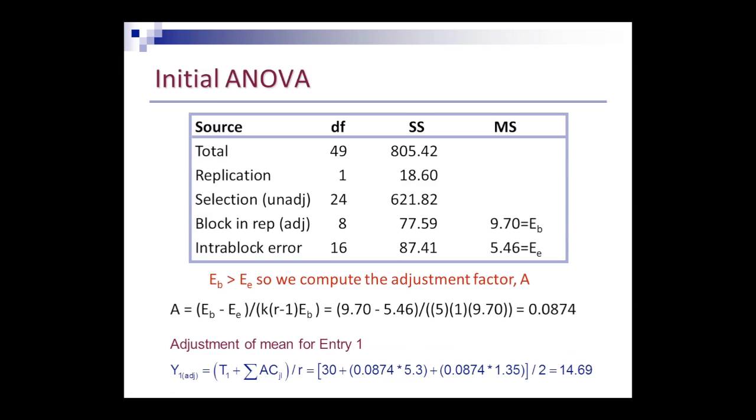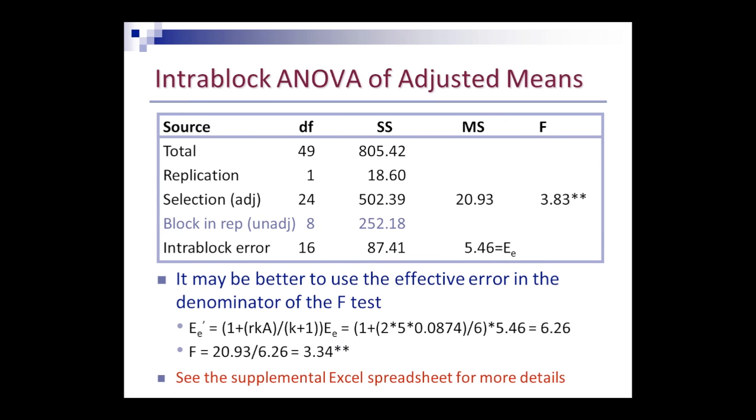So this is showing, as I said, you have to start out with your initial ANOVA, just comparing the magnitude of your block error versus your intra-block error. And in this case, we do have greater variation among our blocks than we do within blocks. So we would go ahead and compute the adjustments, the weighting factors. And then this would show you, for example, how you would go ahead and adjust the mean for entry 1. Without adjustment, the mean would be 15, and in this case, with the adjustment, we've adjusted it down to 14.69 to make it comparable with all of the other treatments in the experiment.